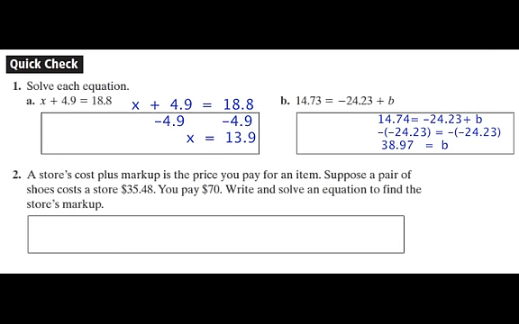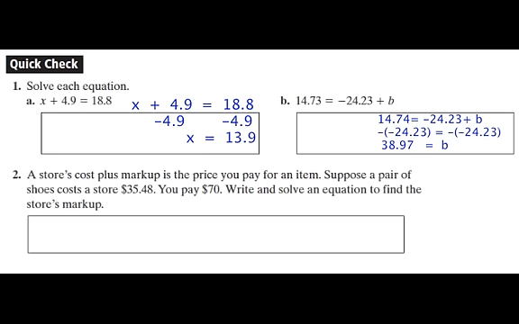For 1A, you're going to subtract 4.9 from both sides of the equation. So you end up with x equaling 13.9. Make sure you have the subtraction signs in front of the 4.9s. For 1B, you're going to actually subtract negative 24.23 from both sides. So on the left-hand side, 14.74 minus negative 24.23 is like adding 24.23. So it's 38.97. The right-hand side, the negative 24.23 minus negative 24.23 cancels each other out. You're left with just B.